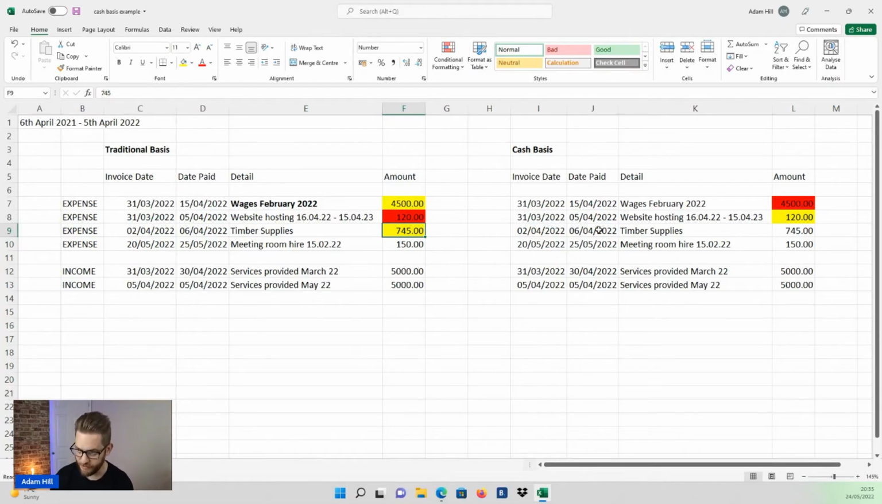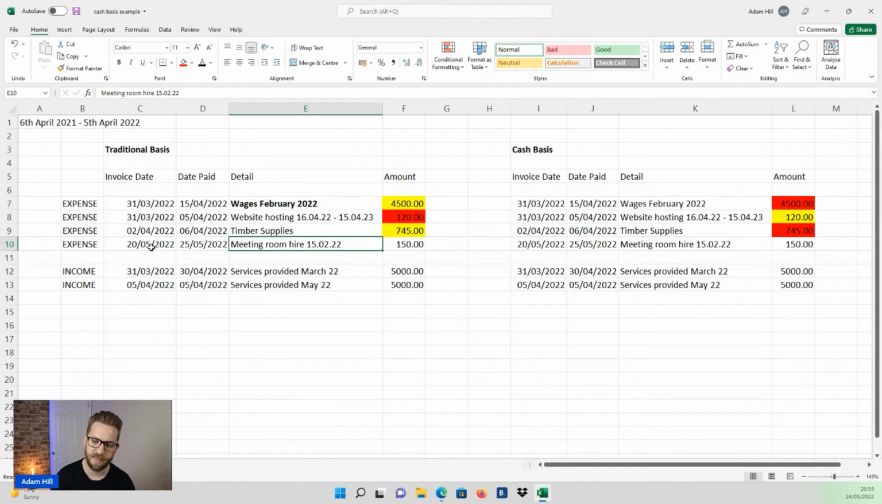Under the cash basis, we don't care about any of this stuff here. We don't care about the invoice date. We only care about the date paid, and it was paid outside because it's one day after the end of the accounting period. So we're not going to include that one. We're not going to include that 745 under the cash basis.